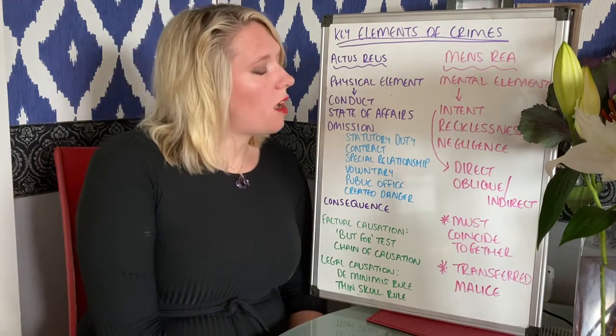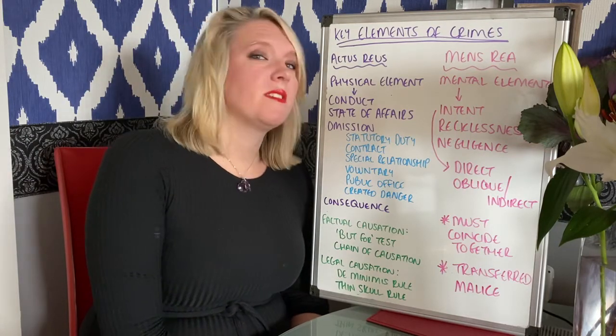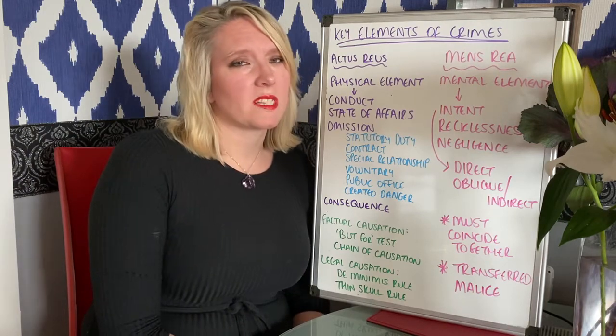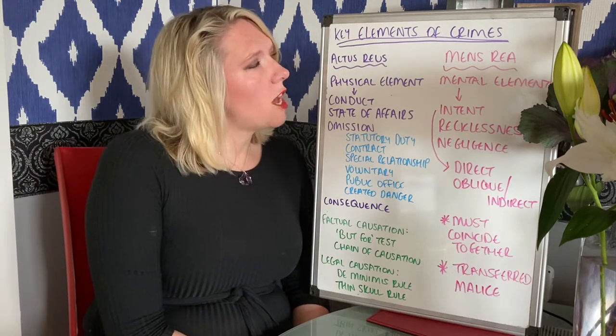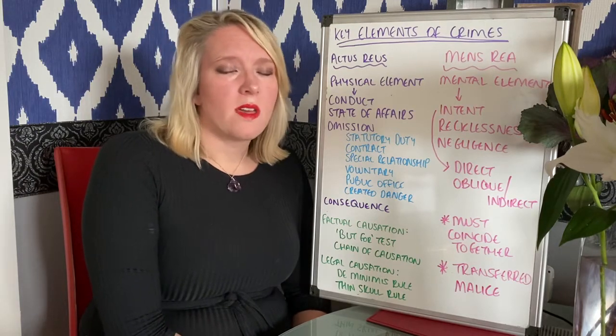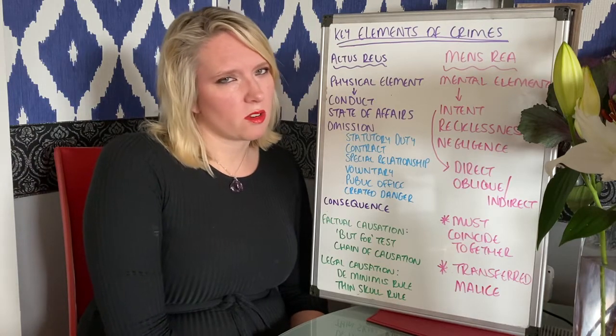So there are two elements that the majority of crimes require. There is an exception called strict liability offences, and I have another video which explains about those. So in terms of the majority of crimes, the prosecution must prove that the defendant had an actus reus and mens rea for a crime.